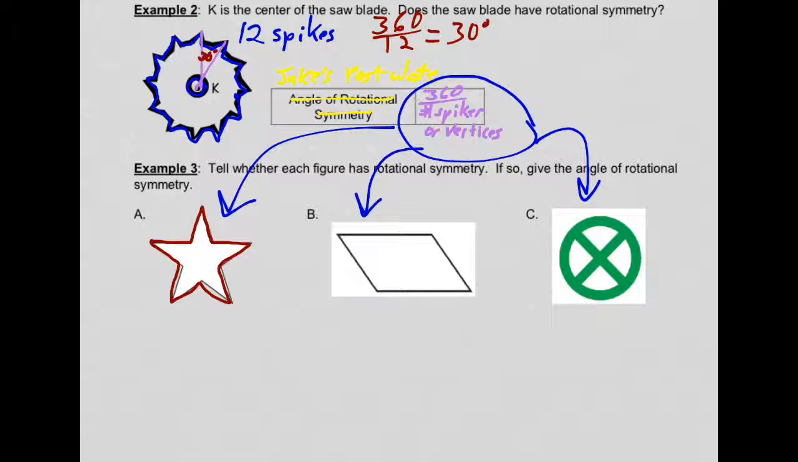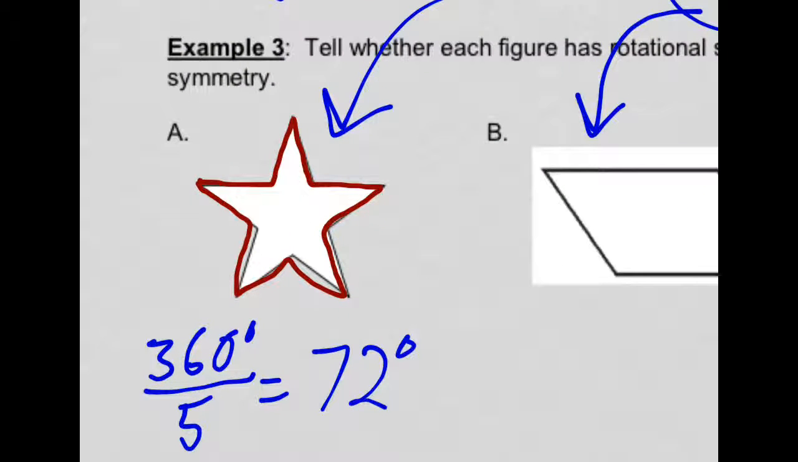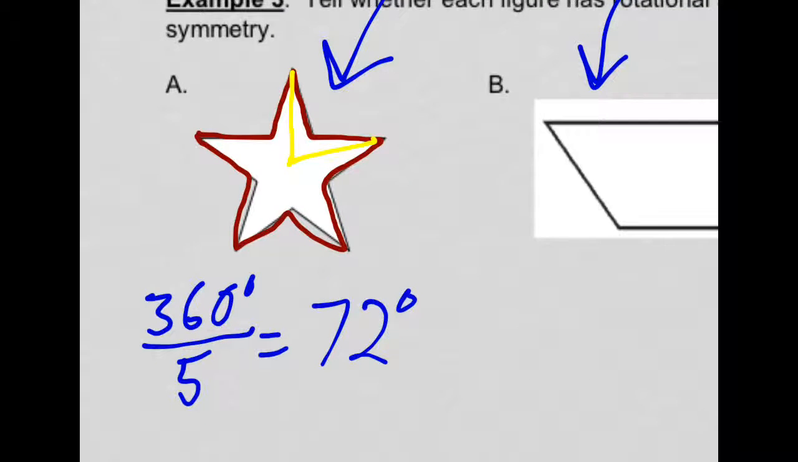Okay, Sarah, what did we get for the angle of rotational symmetry for A? 72 is perfect. 72 degrees. So all we did was we divided 360 by the number of spikes, which was 5, and that's how we got 72 degrees, using Jake's postulate.